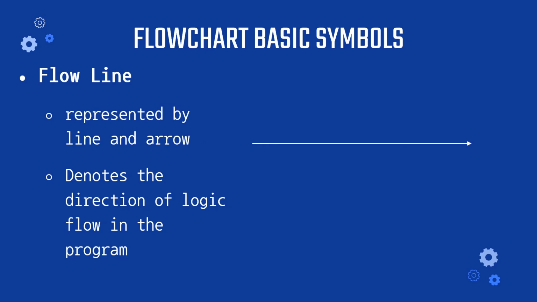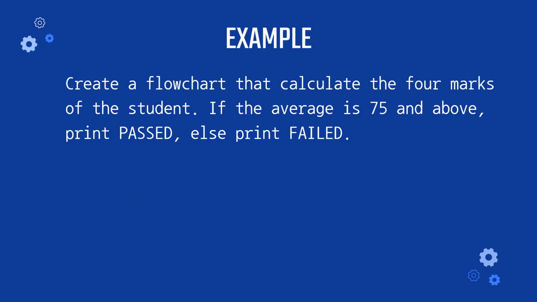And then, syempre, yung flow line, it is represented by line and arrow. So, kailangan lahat ng flowchart po ninyo is merong line kasi it denotes the direction of logic flow in the program. So, for our example, create a flowchart that calculates the 4 marks of the student if the average is 75 and above. Print passed, else print failed.